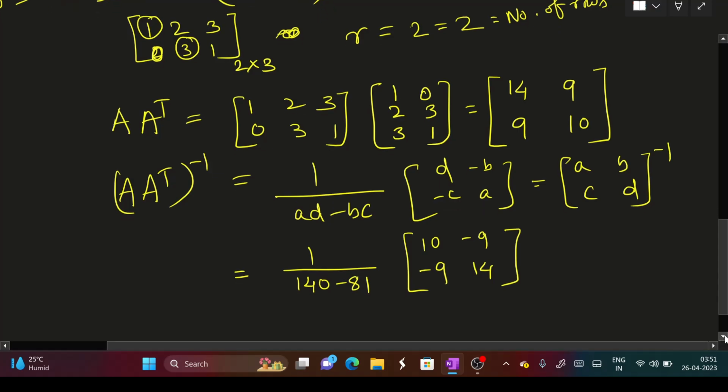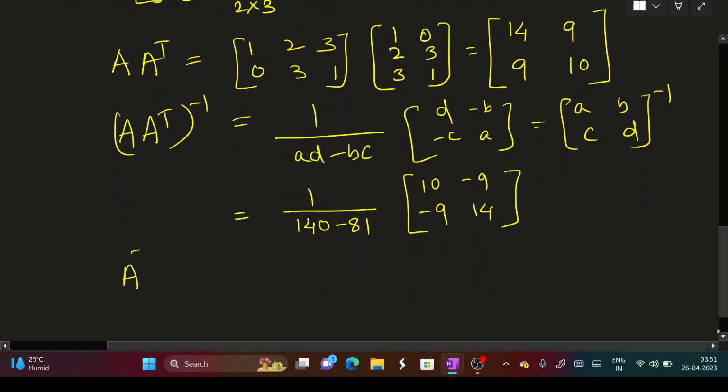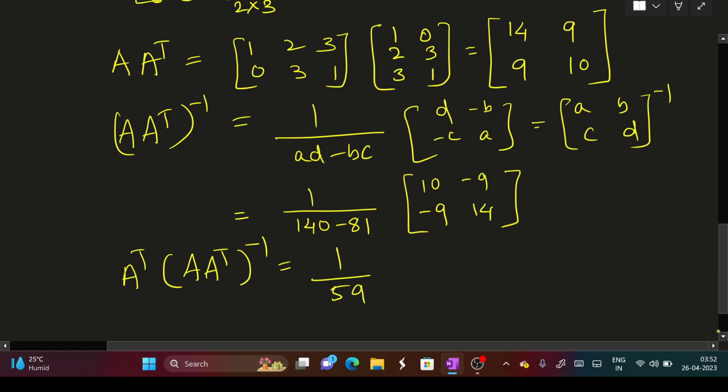Now I am required to find A transpose into the inverse of A A transpose, which will give me the total result. How much is it? It is 1 upon 59 taken outside, since it is a scalar quantity. And what is A transpose?